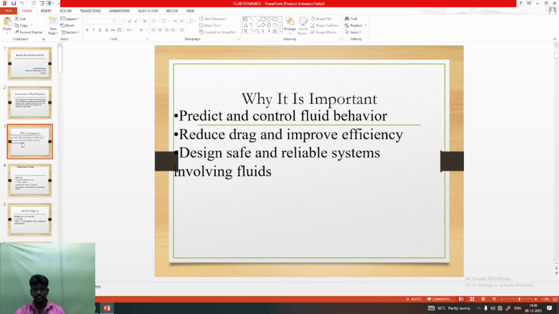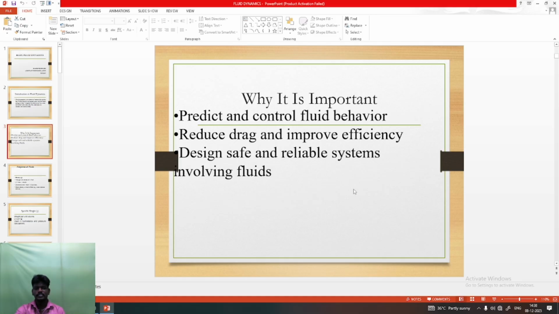Now, why is it important? That is the major role. First of all, to predict and control fluid behavior. Second, how drag is implemented, how it is reduced, and how we improve the efficiency of the fluid and the machineries. Third, designing for safety, because in aerodynamics or flight dynamics, safety is a very important role, because turbulence and disturbances arise. So how we act is the major thing: design safe and reliable systems involving fluids.